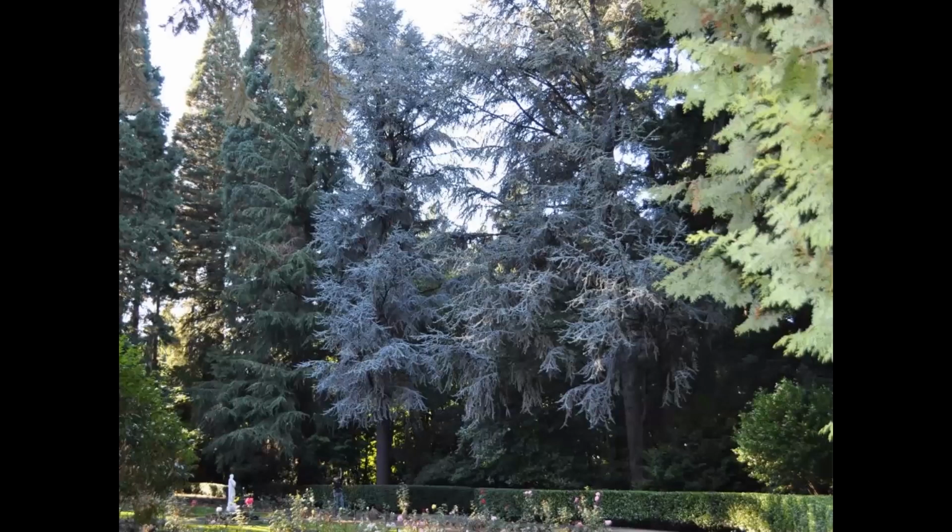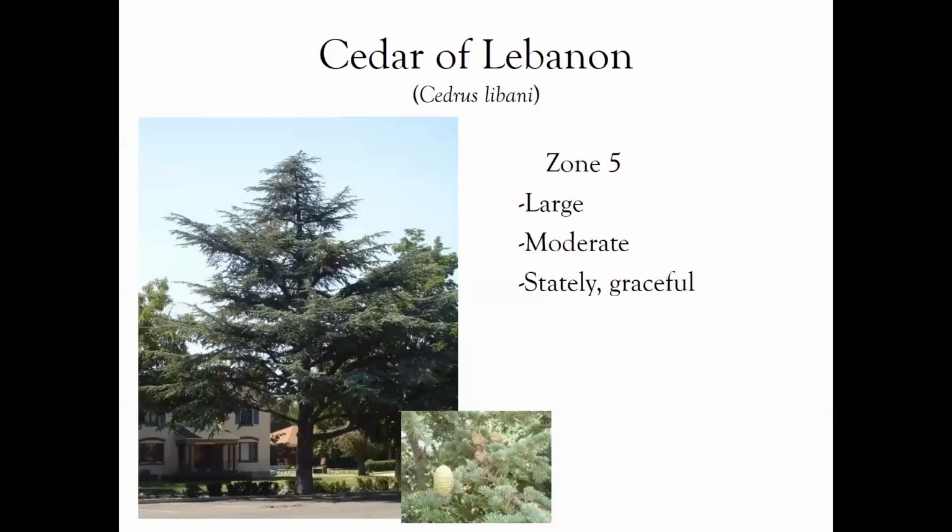So like this, you can see that those kinds of trees are probably not best situated real close to a house. So there we've got Blue Atlas cedar, mature in a wooded setting. It's very lovely. Cedar of Lebanon, another true cedar, Cedrus libani. A little bit less hardy, but also large, moderate growing, very graceful trees. You can see those long, very broad spreading branches. And you can see in the inset picture, the cone.